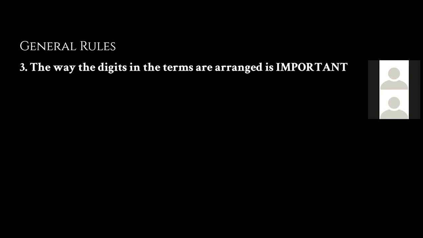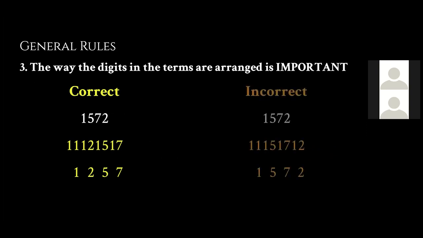And that brings us to our third rule, which is that the way the digits in a term are arranged is important. So we said for the first term, the order does not matter at all. For the other ones, it does. For example, if we start with 1 5 7 2, we're going to describe the numbers in counting order, or ascending order. So we start with 1, then 2, then 5, then 7, giving us 1 1, 1 2, 1 5, 1 7. We're not going to do it in the order they appear, or in any other order other than counting order.